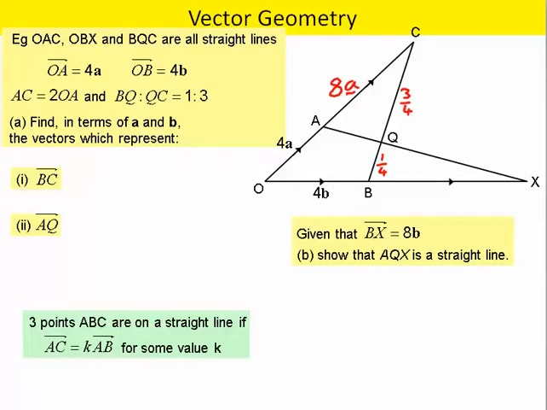Now find in terms of a and b. First of all we want to find BC. So BC, we go back and then up to get from B to C. So BC is equal to BO plus OC, which is equal to minus 4b plus 12a.